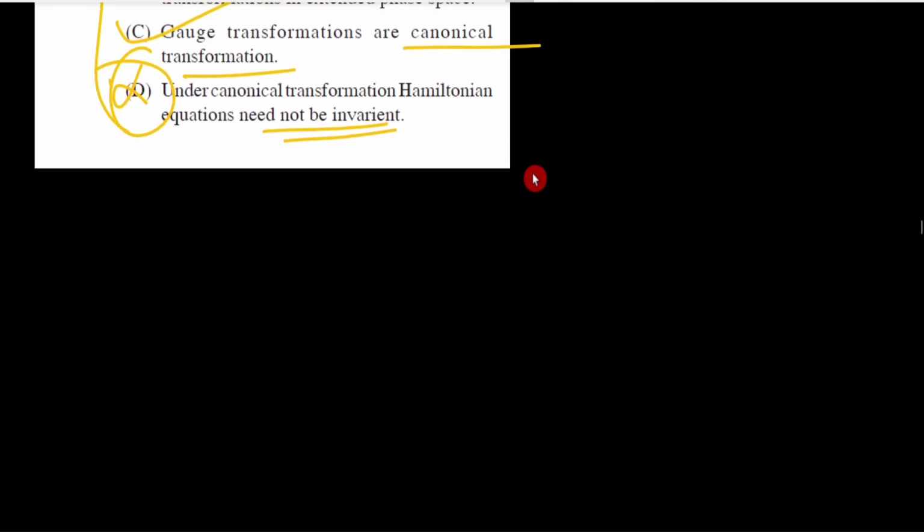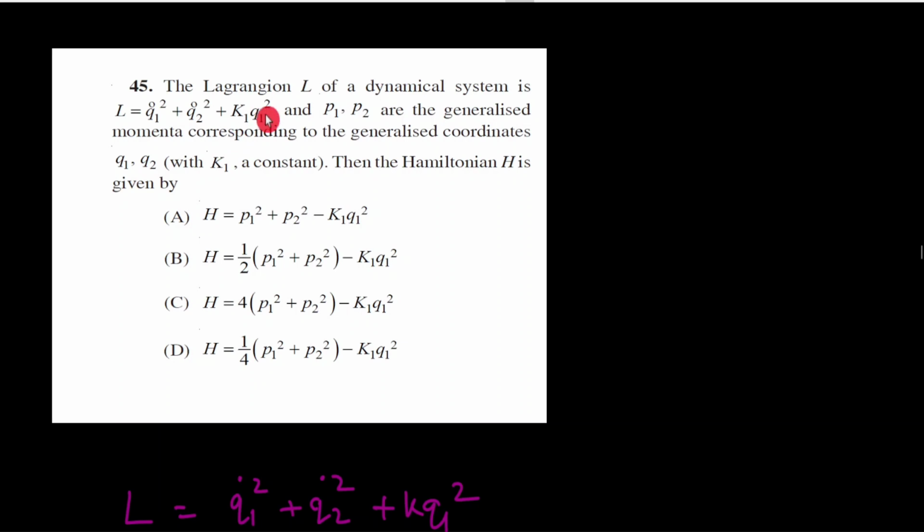44. Now we'll go to the next question, question number 45. Question number 45 says that the Lagrangian L of the dynamical system is L equal to q1 dot square plus q2 dot square plus k1 q1 square, where p1 and p2 are the generalized momenta corresponding to generalized coordinates q1 and q2, and k1 is a constant. Then the Hamiltonian H is given by.